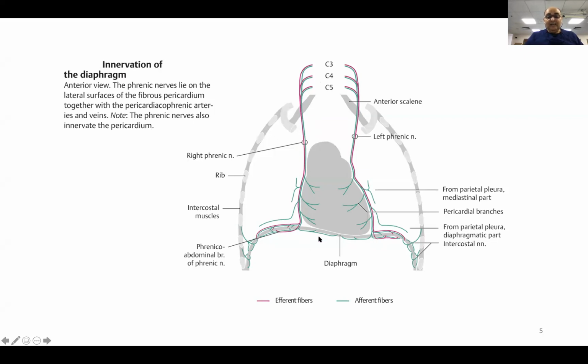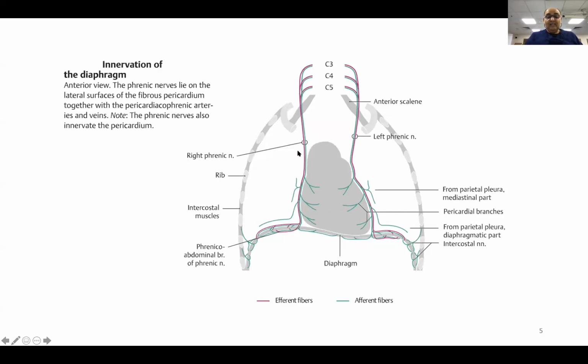That's why when there is any problem occurring at this level, we feel the pain. Even the lower part, if you see the lower part, it also supplies the diaphragm. So once there is an inflammation of the gallbladder, the pain of the gallbladder also radiates to the tip of the shoulder, and that explains the pathway of the pain taken by this phrenic nerve.